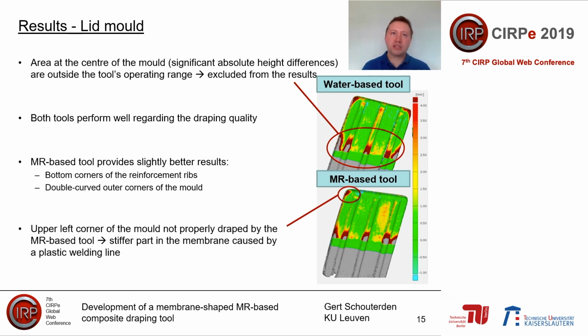However, the MR-based tool performed a little bit better. It was better at adapting at the small radiuses at the bottom of the stiffener ribs, and it was also better in performing with the double curved surfaces. However, you can see with the MR-based tool in the left top corner, there's still a problem area. This was mainly caused due to a stiffer area in the back, which was caused by weld lines in it.